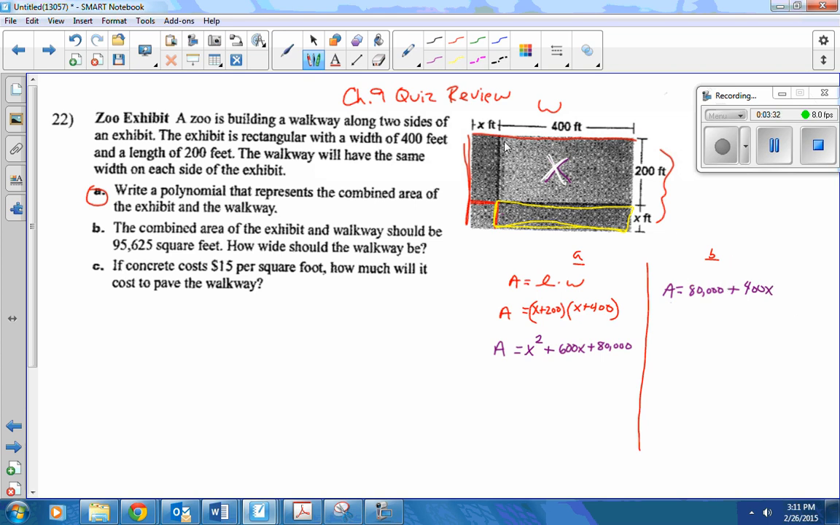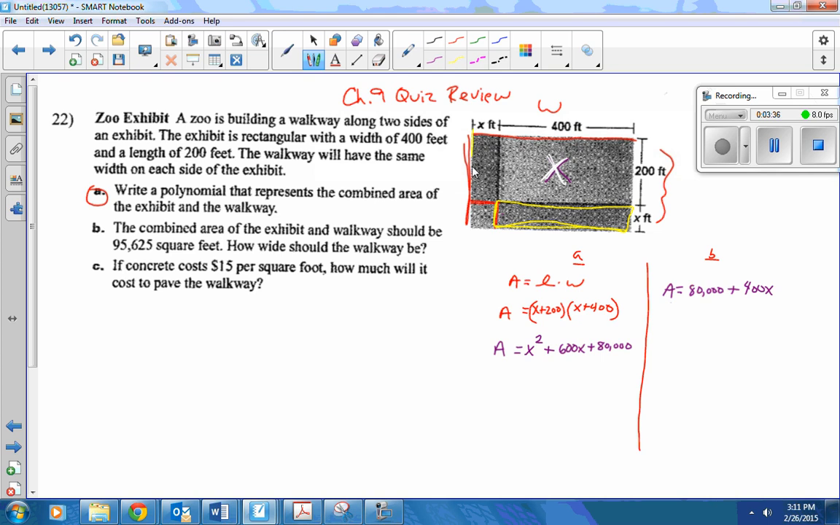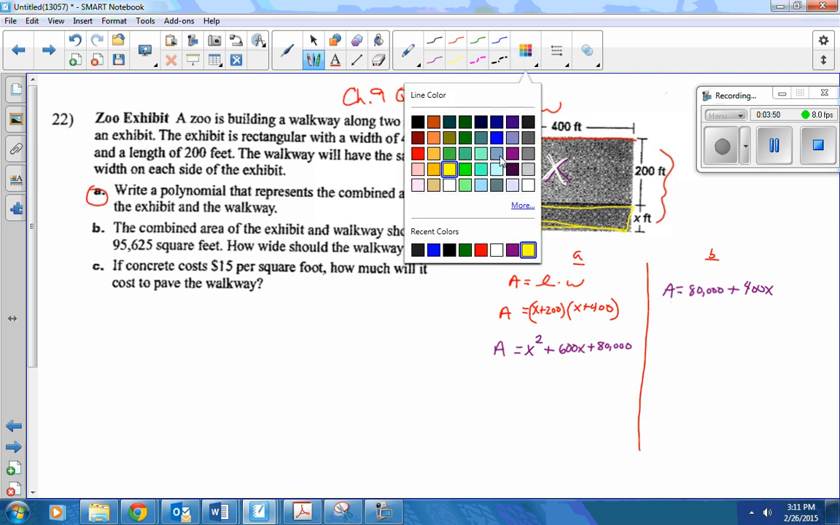Another part of the walkway is where I'm stopping short here because it's just 200 long from here to here, and then it's x wide, so that's another 200 times x. That makes 200x.